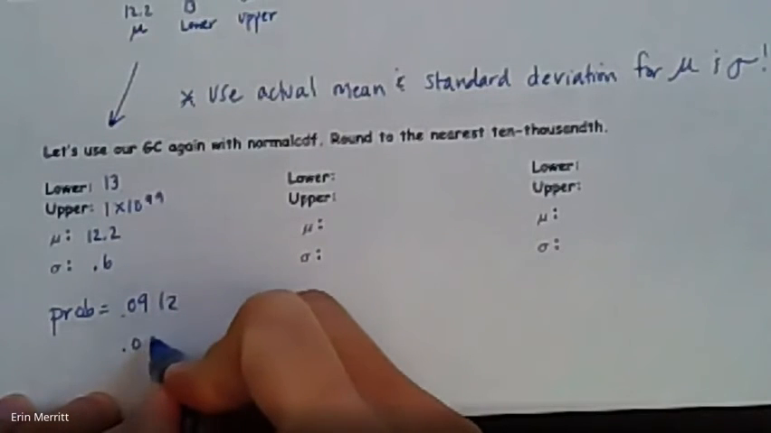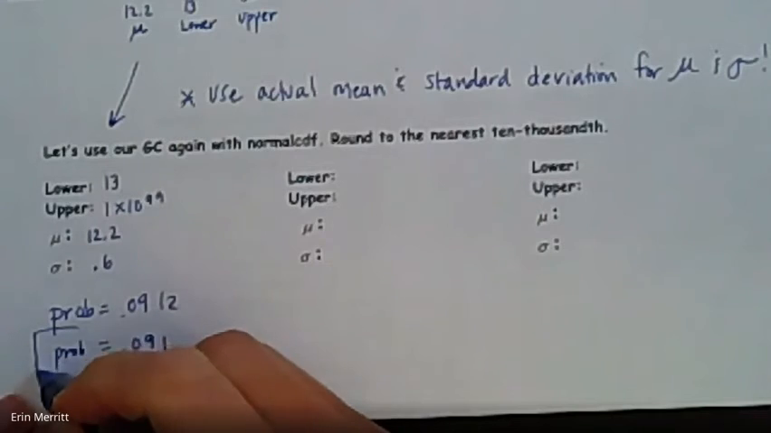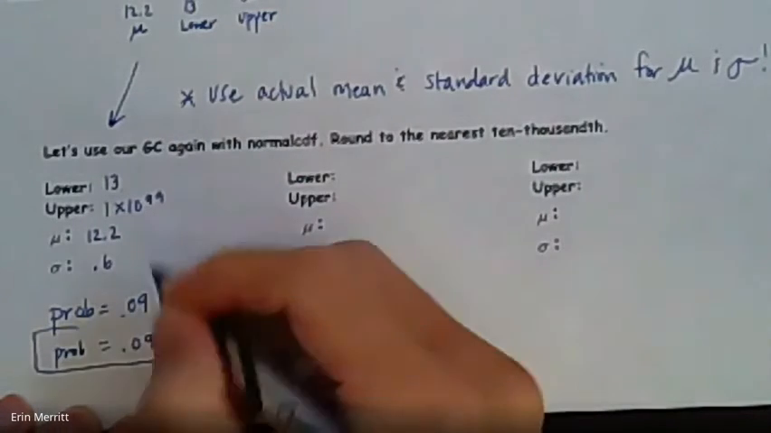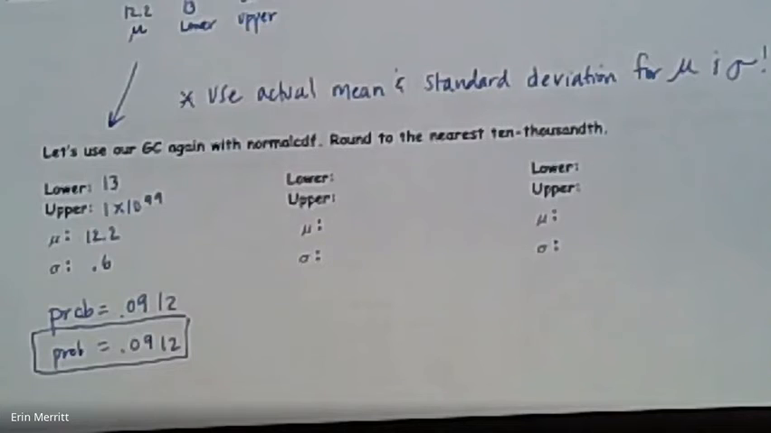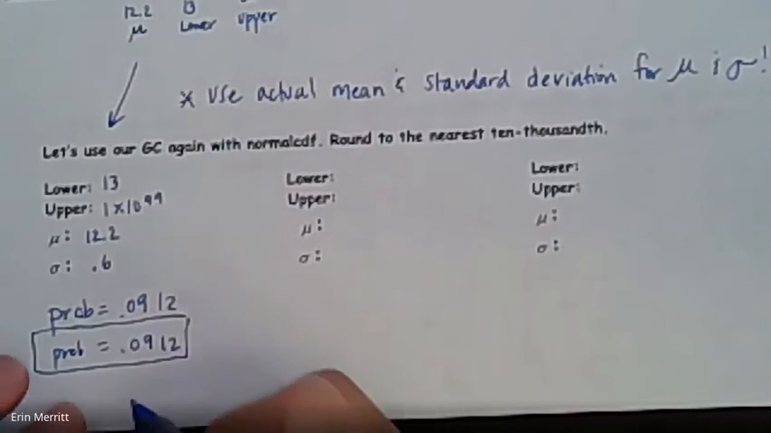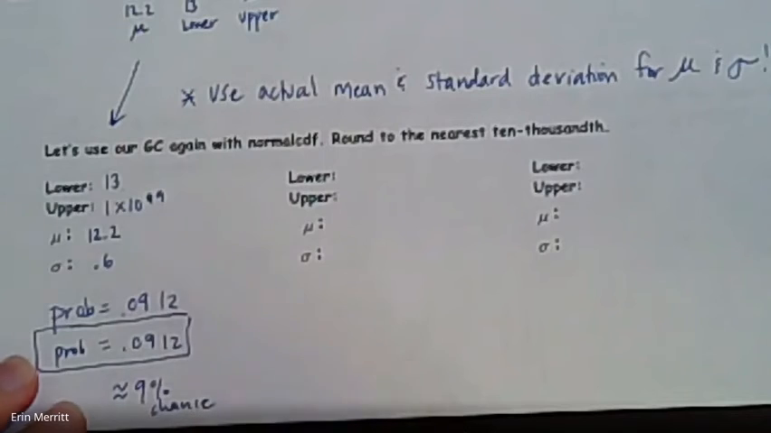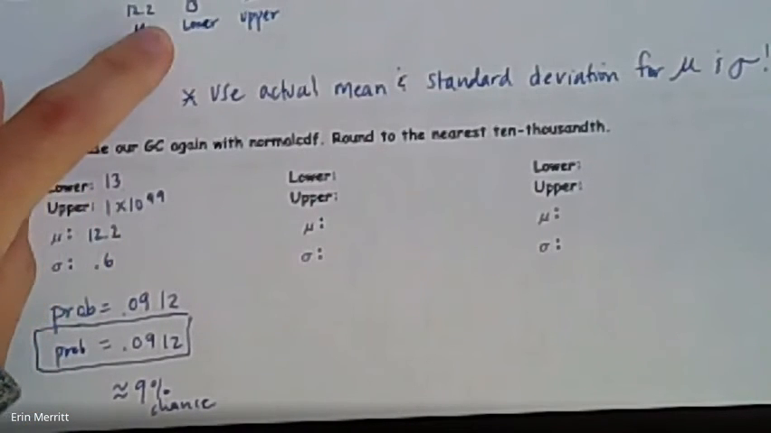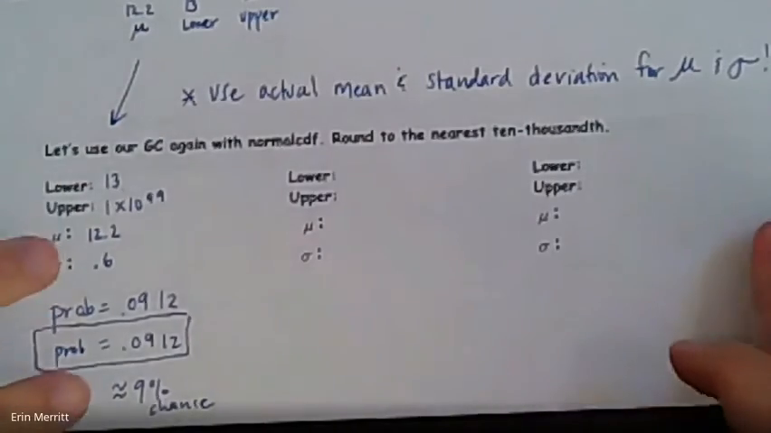So 0.091 would be the probability to the nearest 10,000th. We need that extra value. All right, but what does that even mean? That means it's about a 9% chance that the soda you get is going to have more than 13 ounces. So, all right, take your chances. I don't know. I don't even drink soda.